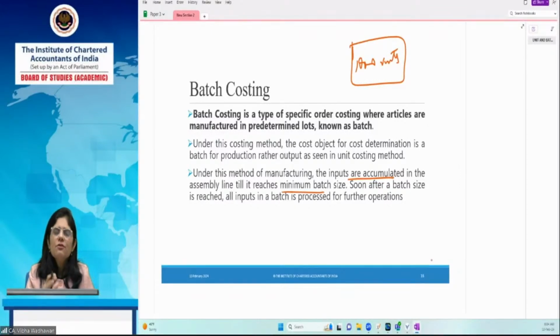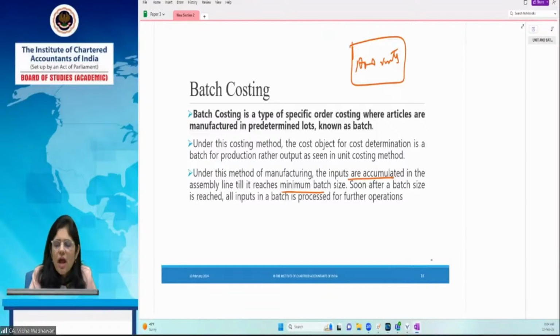Let us say we are producing 1000 units in one lot. So until the raw material for 1000 units is completely accumulated, production will not start. Clear? So first raw material will be accumulated and will go into the assembly line for 1000 units. Once all the raw material is collected to produce 1000 units at one go, then only production will start.